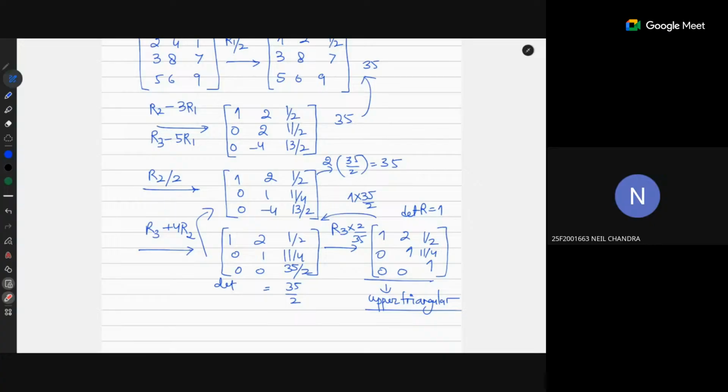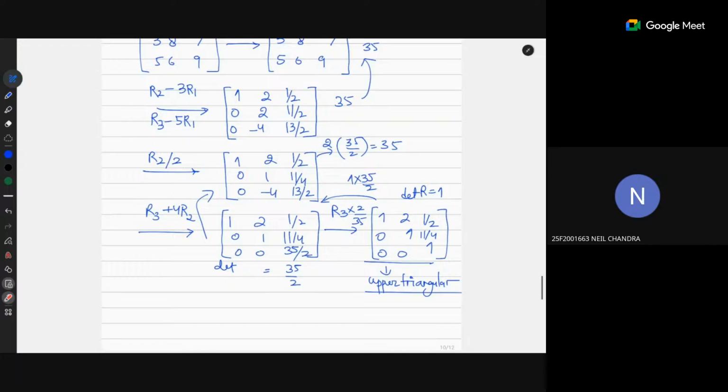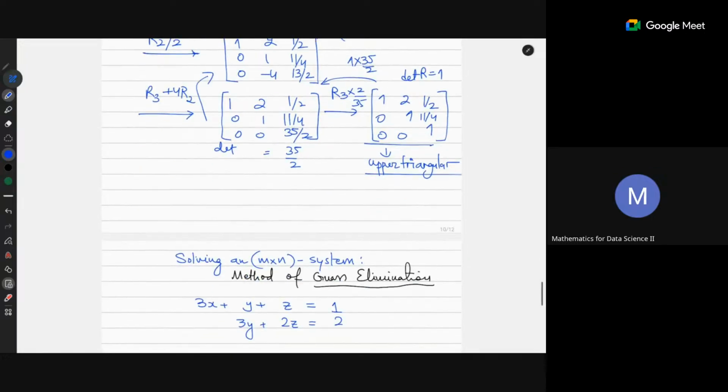Suppose we perform the step together, like 2 by 35 of R3 plus 4 R2, directly from the last step. We have the upper triangular matrix, and from it we perform this operation. By the rule we learned, the determinant shouldn't change. No, it will change. I would suggest you go back to that rule and check.